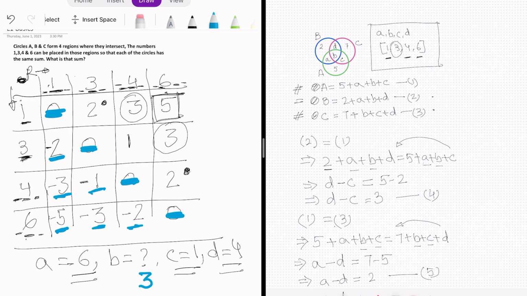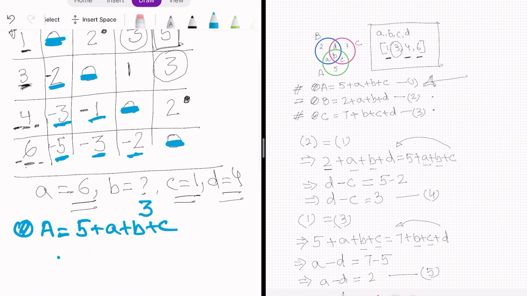Now, let's look at equation 1, which is this equation. It said A is the sum of 5 plus A plus B plus C. So if I put the values of A, B, and C here, A is 6, B is 3, and C is 1, I get 6 and a 5 is 11, 12, 13, 14, and 15. I get the sum of the numbers in circle A is 15.